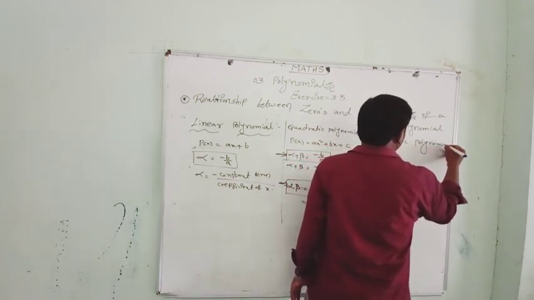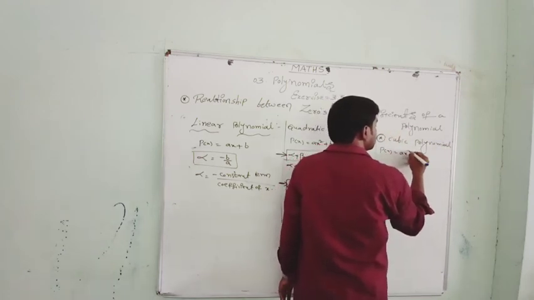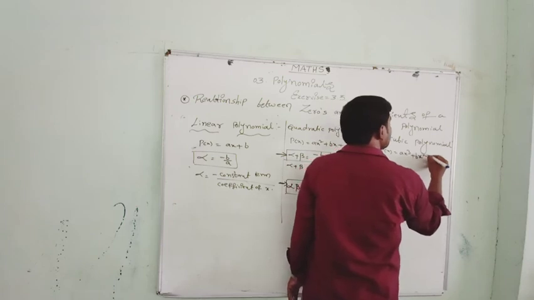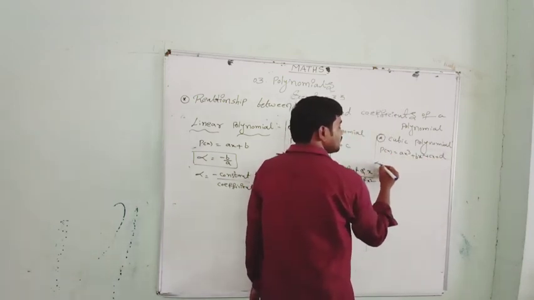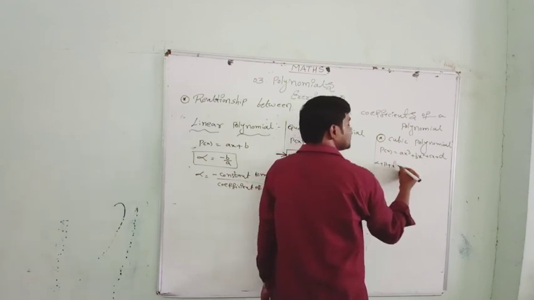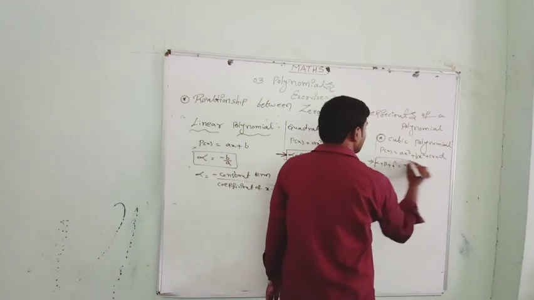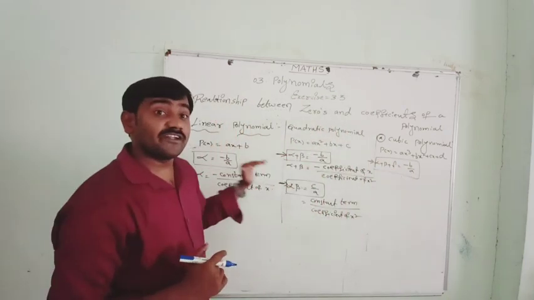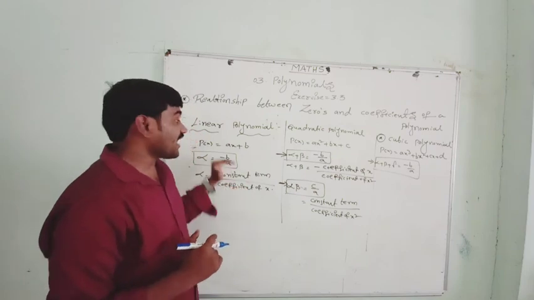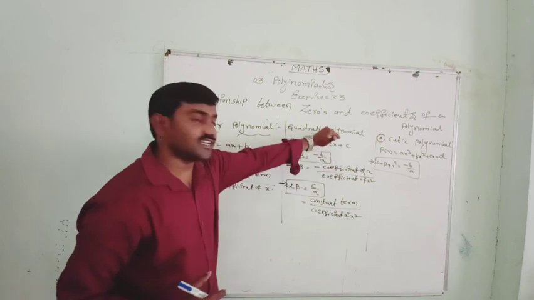Cubic polynomial. General form p of x equal to ax cube plus bx square plus cx plus d. We have three zeros now. First one is alpha plus beta plus gamma, sum of the zeros, minus b by a. Same, minus b by a. But the formula will be different according to the general form. This changes according to the general form.